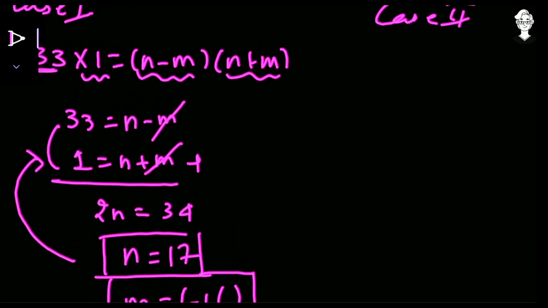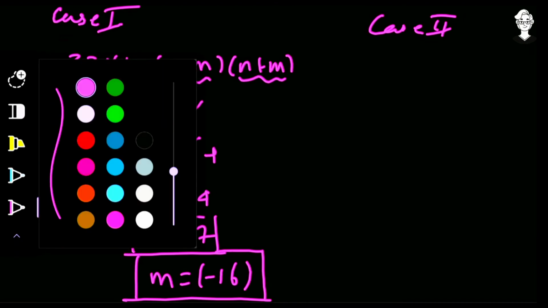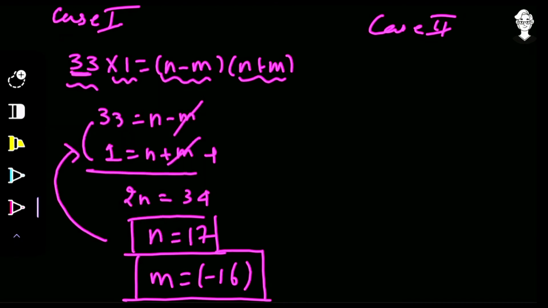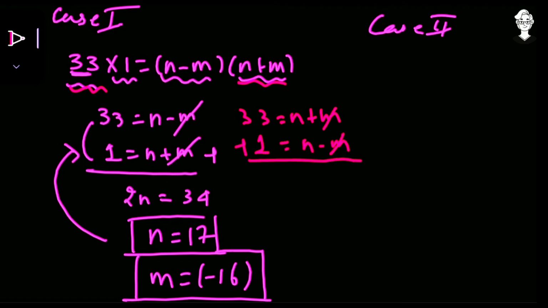Now you must be thinking, we compared 33 with n minus m, but it could be compared with the other one also. So let us do that also. 33 compared with n plus m, and 1 compared with n minus m. So when I add both equations, m and m cancel. 2 times n is equal to 34. I obtain the same n, that is equal to 17.